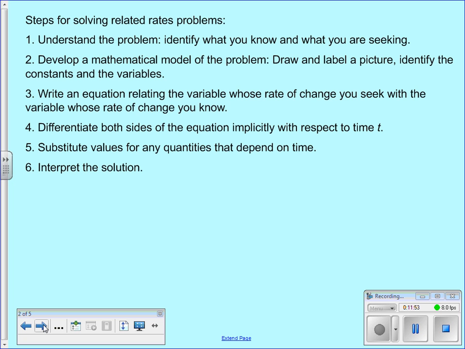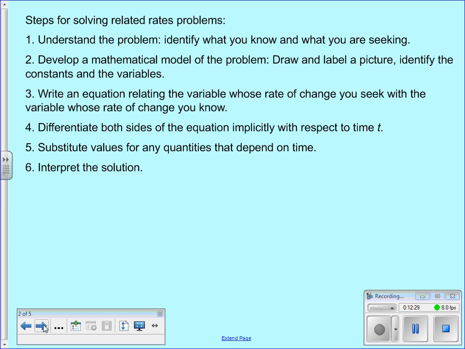Okay, write an equation relating the variable whose rate of change you seek with the variable whose rate of change you know. You will be given one rate of change and have to find how something else is changing accordingly. For example, from the previous ones, you'll be given the rate of change of the radius. You'll have to find how fast the volume is changing. So you're going to need an equation that relates volume to radius with no height. We'll eliminate the height if we need to do that. If the height's constant, then we don't have to worry about it.